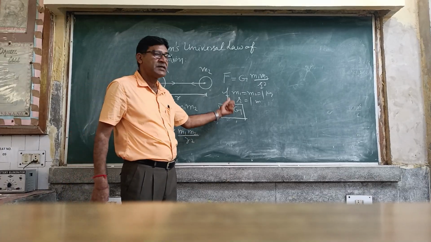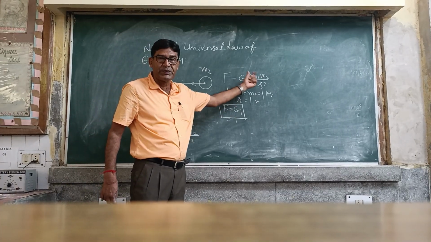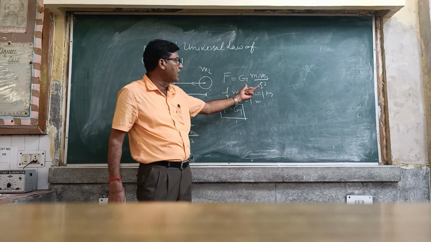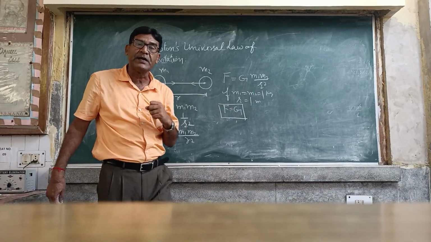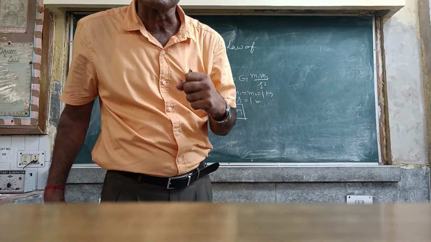This G is independent of the size of the objects. It is also independent of the nature of the medium between the two objects. That is why it is known as the universal law.